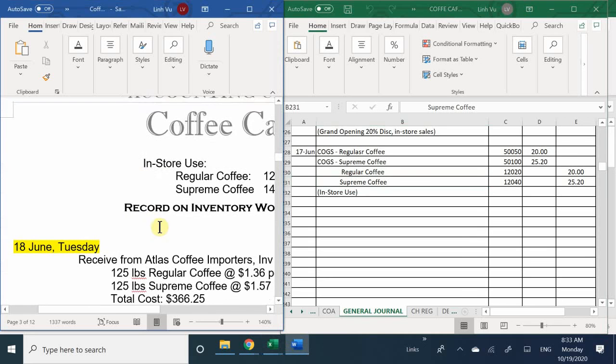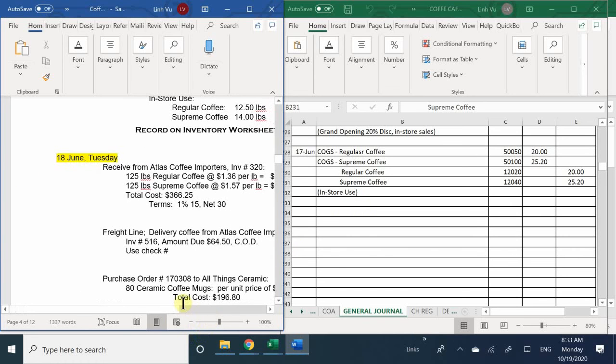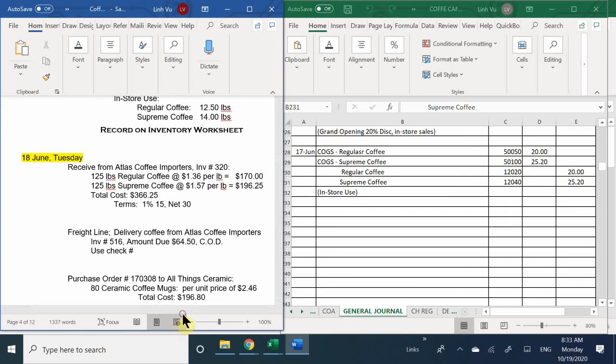Okay, and we left off here. We're going to start on the 18th of June. So what has happened here? We received from Atlas Coffee Importers, invoice 320, 125 pounds of regular coffee at 1.36 per pound, and 125 pounds of supreme coffee at 1.57 per pound. Terms 1%, 15 or net 30. Okay, so what do we do here?